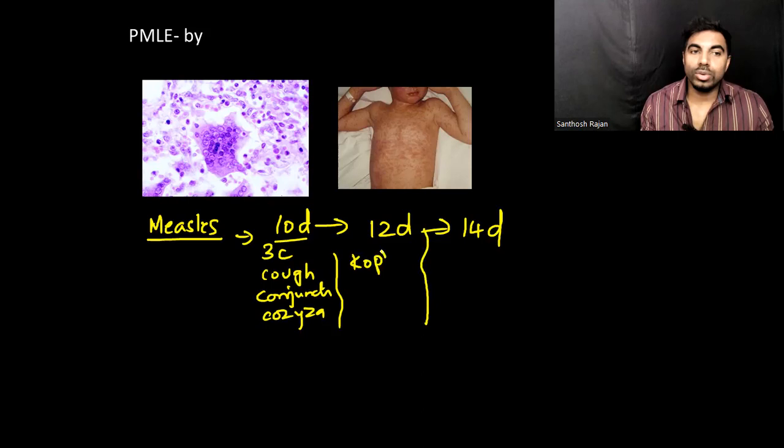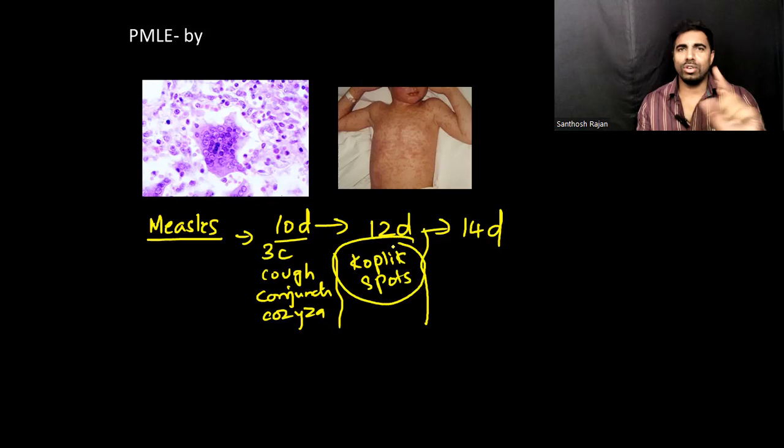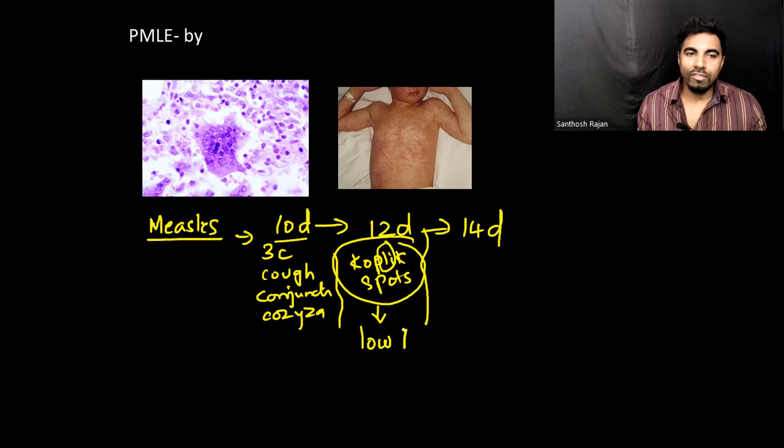Nowadays they can ask anything. Koplik spot is characteristic of measles. Don't forget, Forchheimer spot is for rubella; Koplik spot is for measles. In which location? That was the question. No need to get confused. How do you remember? L for lower, lower molar; M for measles, molar. That's it. The lesion is close to the second lower molar.